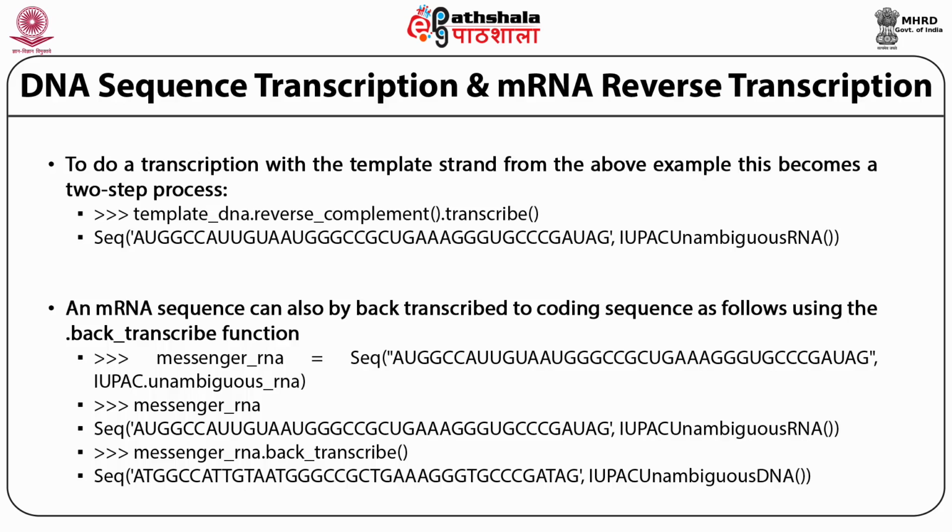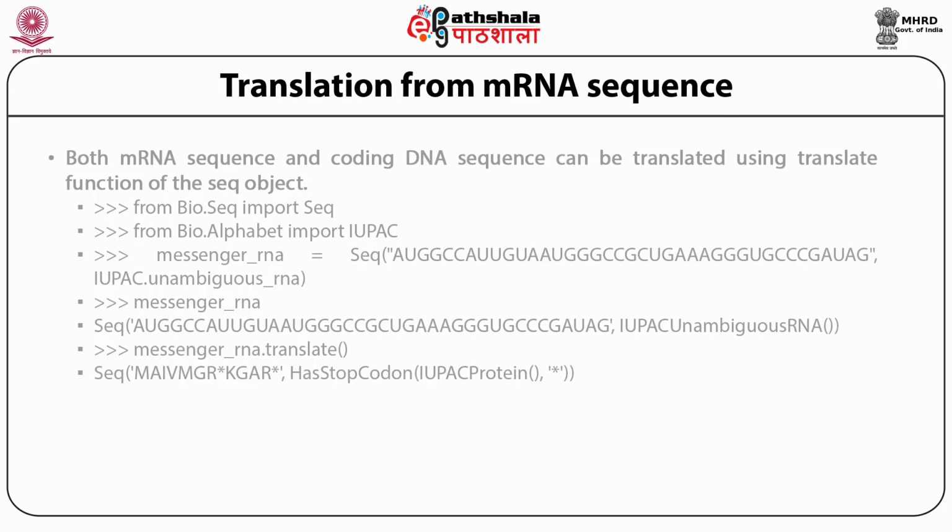Now, the manipulation that I want to do on this is back transcription. All I have to say is messenger_RNA.back_transcribe() with empty brackets. So, we have the new back transcribed sequences. Here that is displayed and you see all the U's have been converted to T's. Similarly, the alphabet information is also converted to DNA.